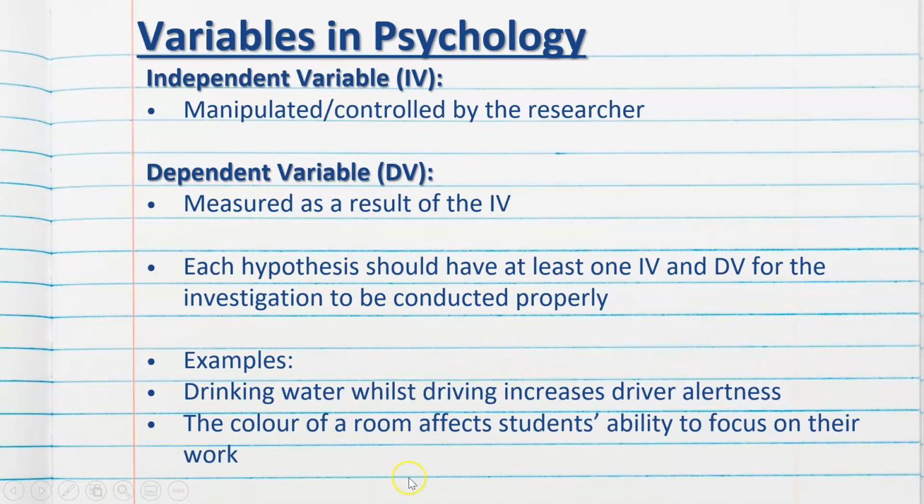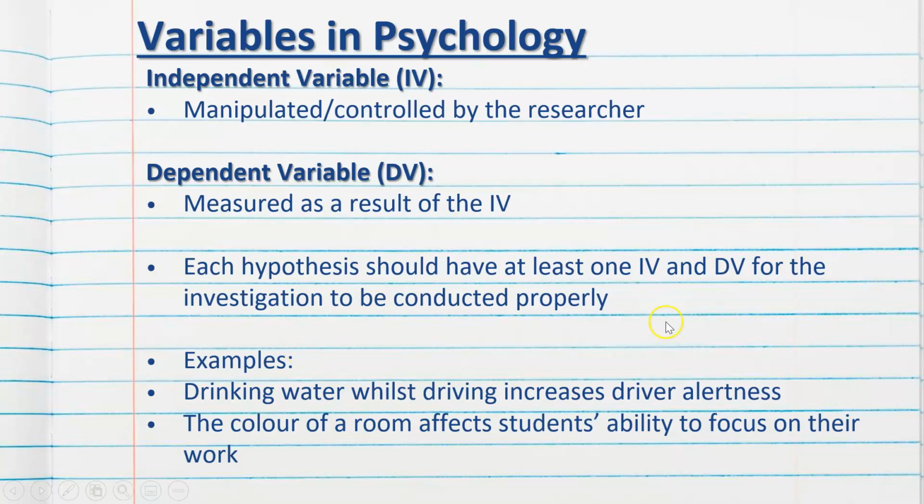So these are the examples that we went through in class, but I'm just going to recap them again because revision doesn't hurt anyone. So, drinking water while driving increases driver alertness. So in this particular hypothesis, the water would be our independent variable because as the researcher, we have the control over that variable. So we can tell one group not to drink water, and then we have our treatment group that does drink water. So we have control of that variable. We manipulate that as the researcher.